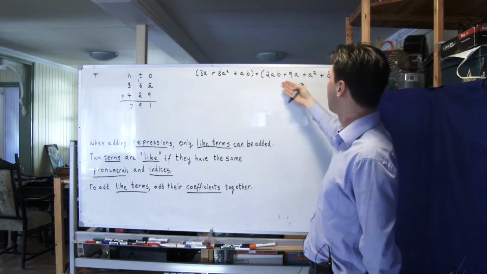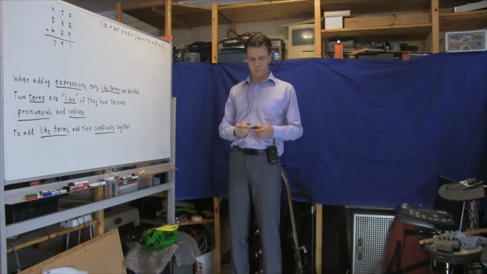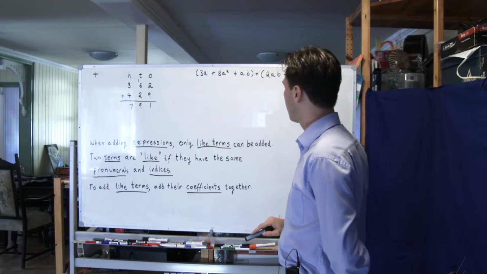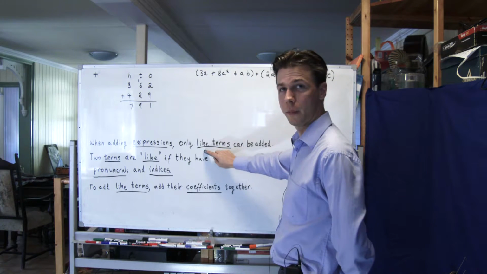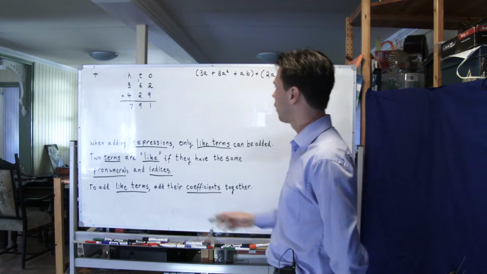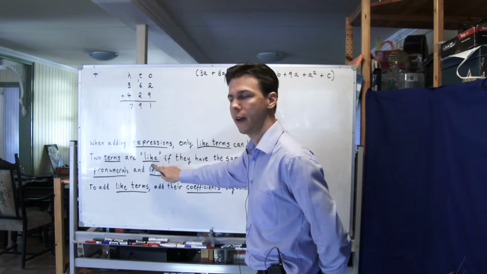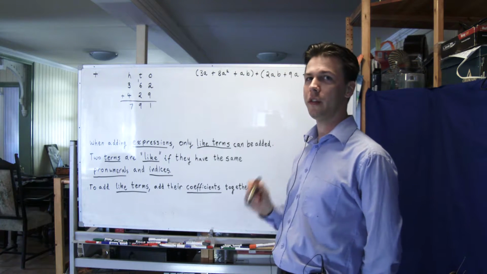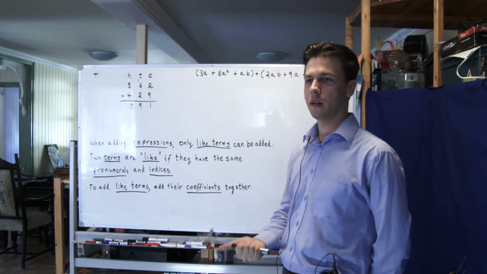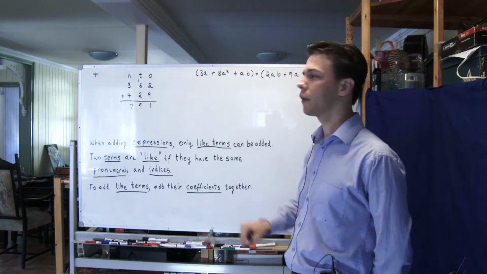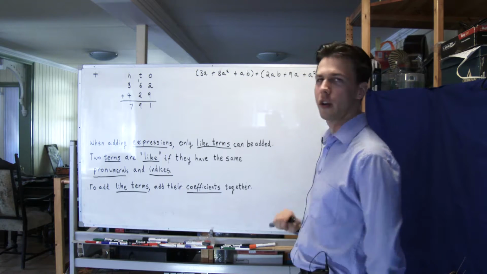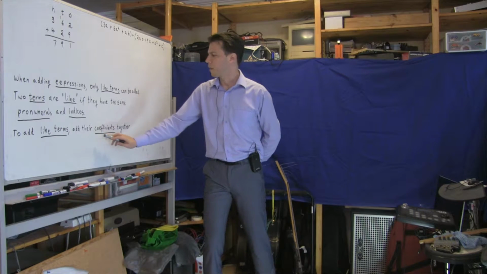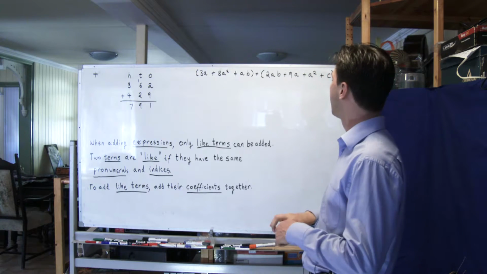An expression plus another expression. Well, I have some info here. When we're adding expressions, we can only add the like terms together. What are like terms? Well, two terms are called like if they have the same pronumerals and indices. If I see two terms with the same letters and numbers for the powers, then they are like terms and we can add them together. How do we add like terms? To add like terms, we add their coefficients together.